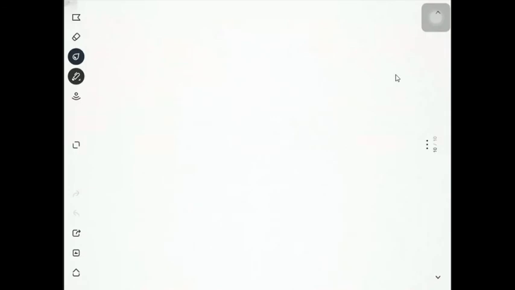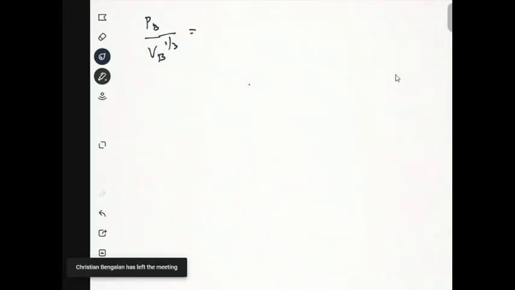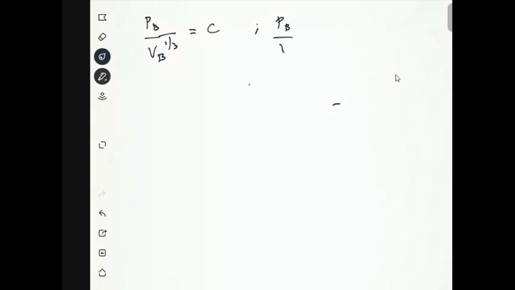So we have now PB over VB to the one-third. This is constant. Or you can write this one as PB times VB to the negative one-third is equal to constant. Therefore, we have that relation, that PV to the n is constant, where n is negative one-third.